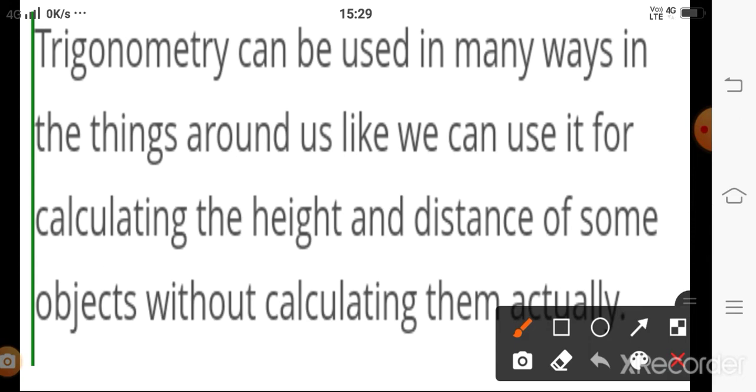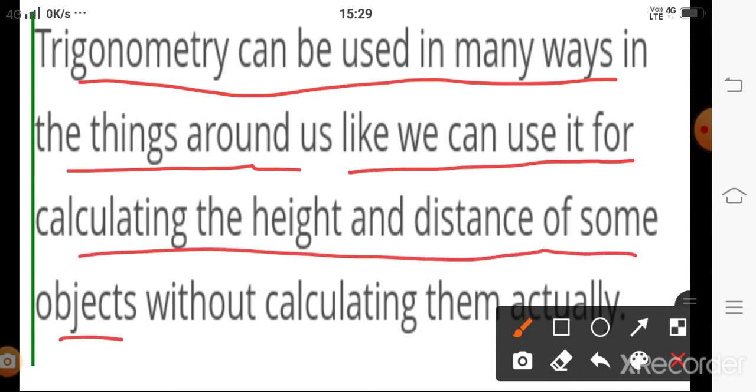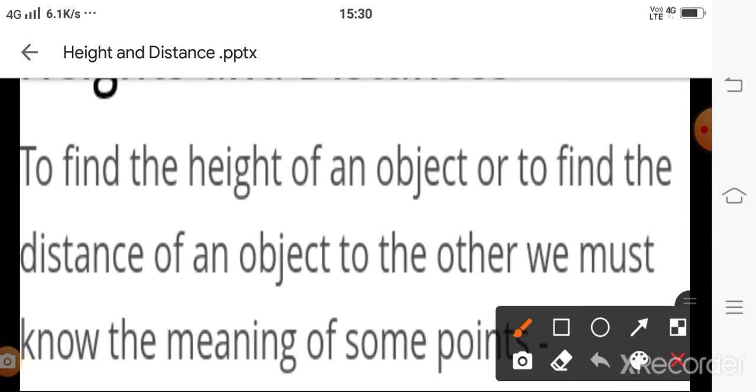height and distance chapter. Trigonometry can be used in many ways in the things around us. We can use it for calculating the height and distance of some object without actually measuring them. If we have to find the height of a building around us, a tower, a statue, or even your own height, at home we are able to do it by using the concept of a clinometer. Some projects we have made in schools also.